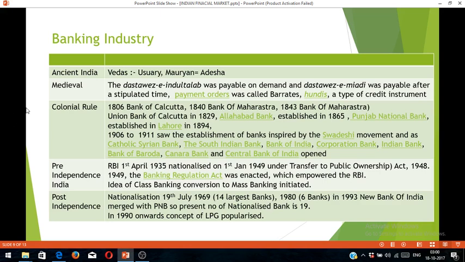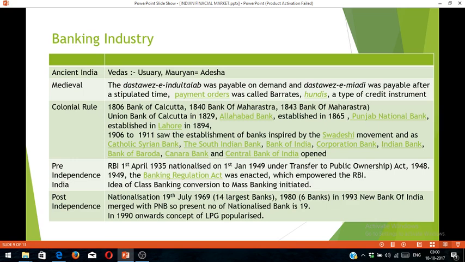Second is your banking industry. As we are employees of the banking industry, we should know the history of the bank. Most of the people working in the bank have no proper idea about banking history. If you talk about history, starting from ancient India, there are some mentions related to the banking industry. In the Vedas, the term banking was known as usury. In the Mauryan empire, banking was known as adesha. If you come to medieval India, in the Mughal period, there were also very good records of banking.